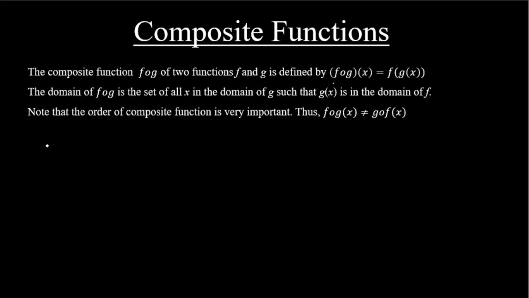In this video, we are looking at composite functions. Now on this slide, we have the definition of composite function and how it works. So let's go straight to the point and explain the basic concept of composite functions. The composite function f of g of two functions f and g is defined by (f∘g)(x) = f(g(x)).